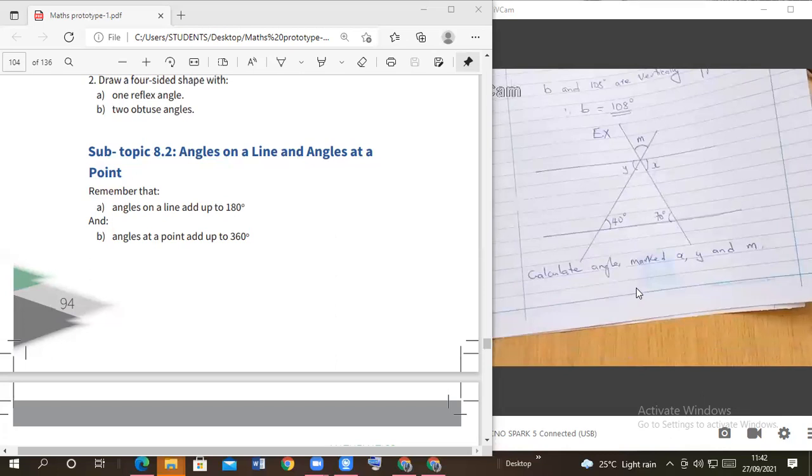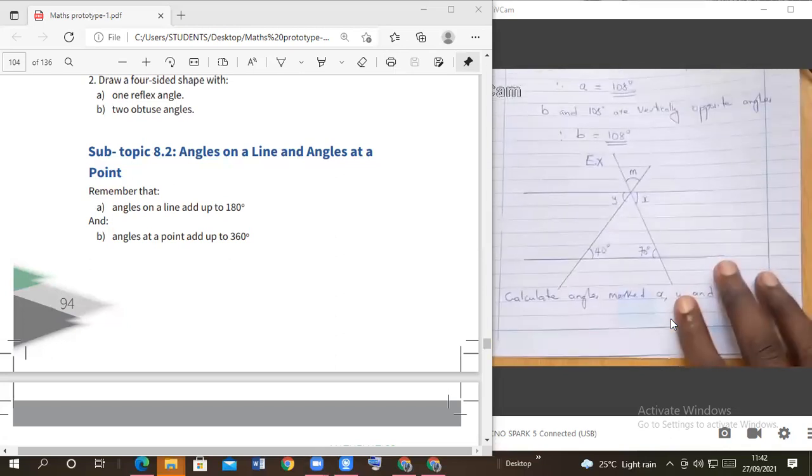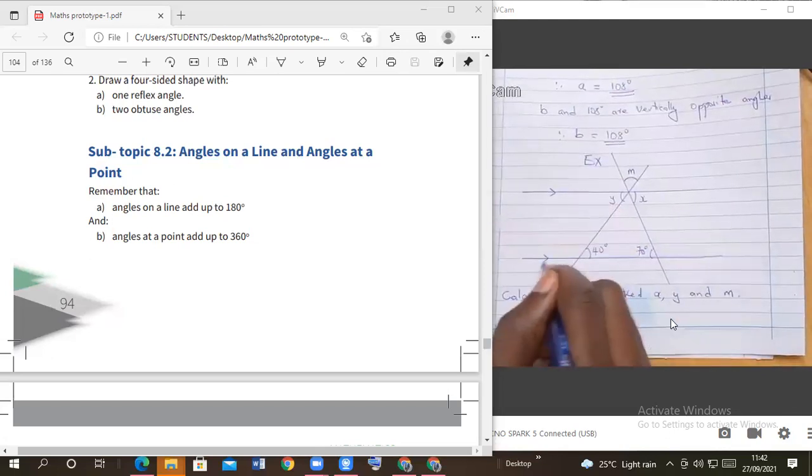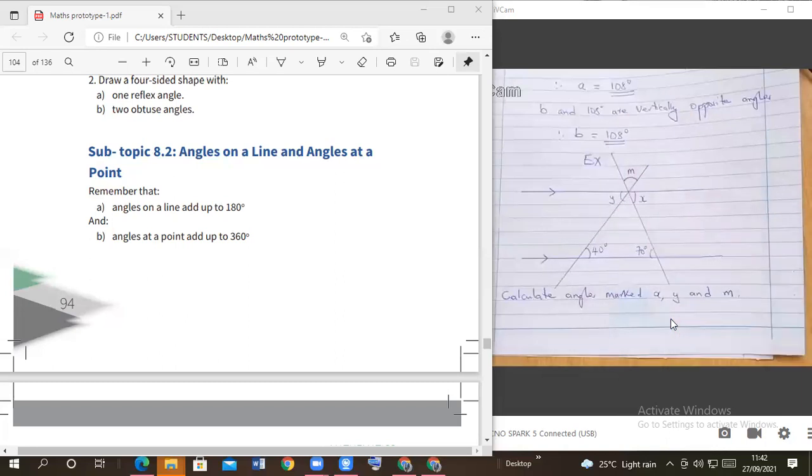So do this question and then submit. Our time is running out. We have two transversal lines and two parallel lines. These two are parallel. These two are transversal and they are meeting at a common point. So work out that.